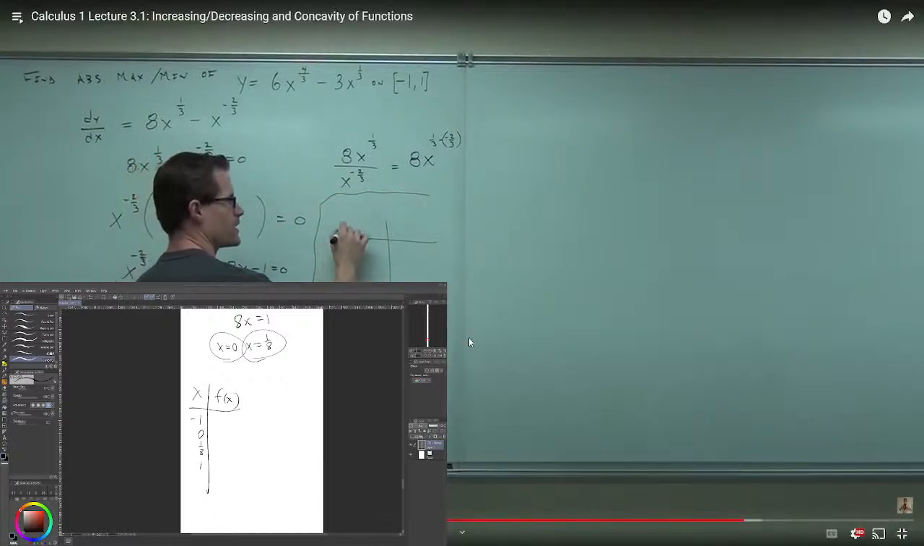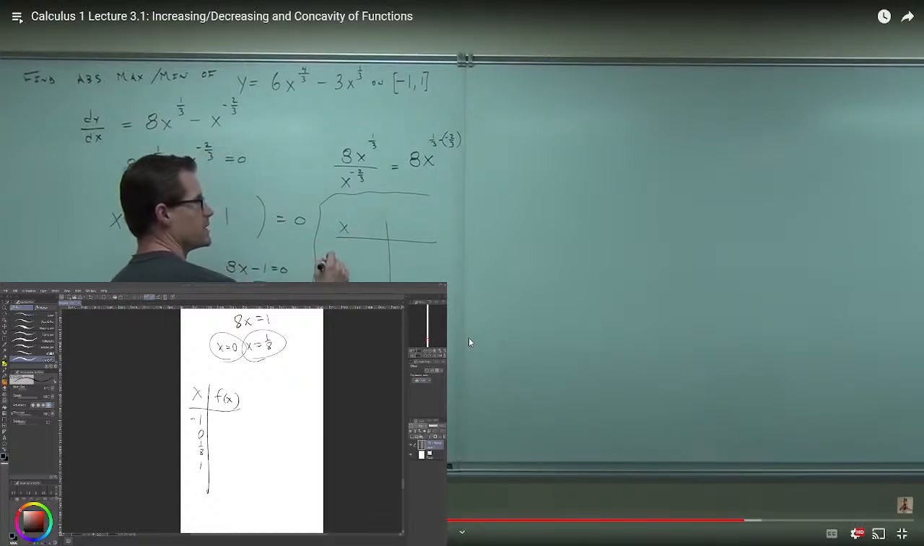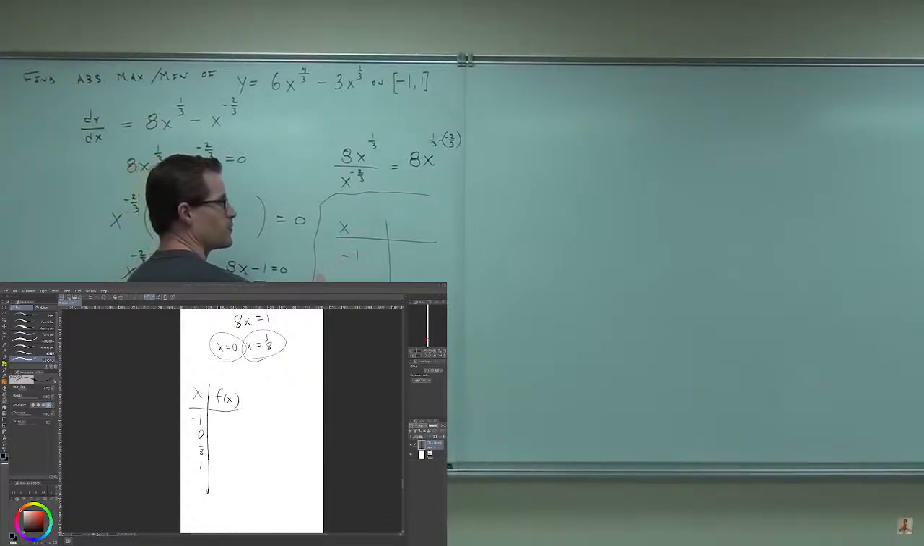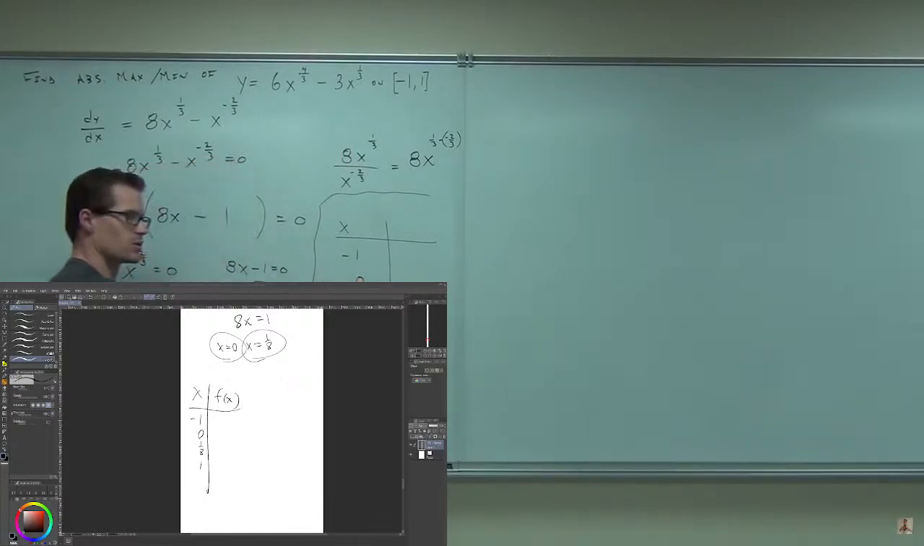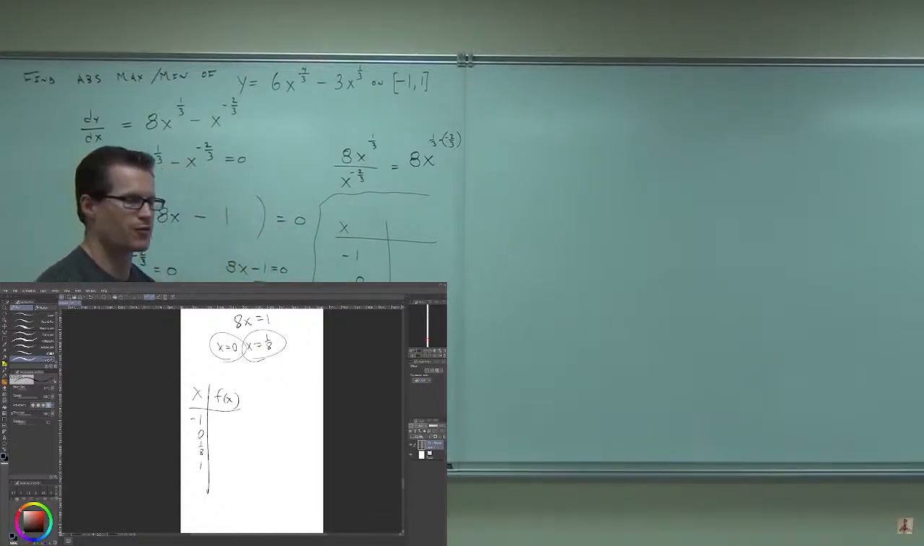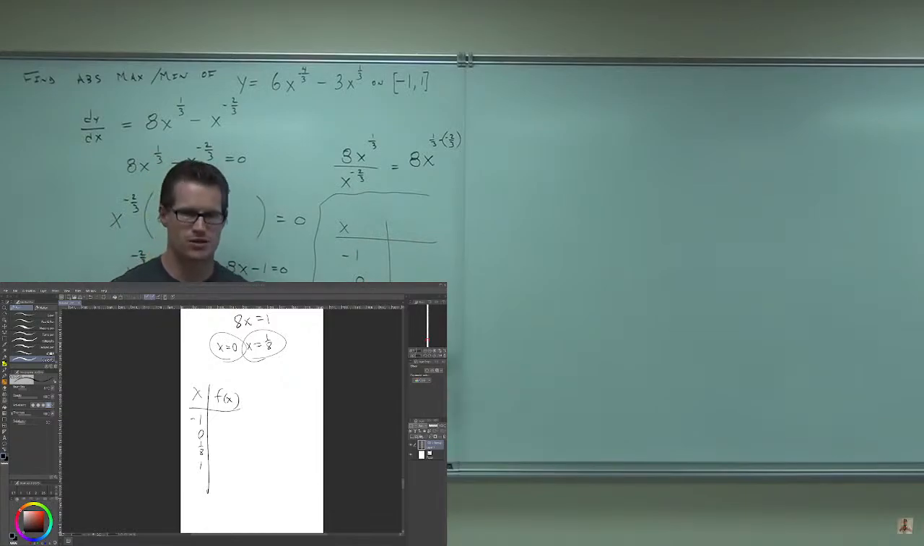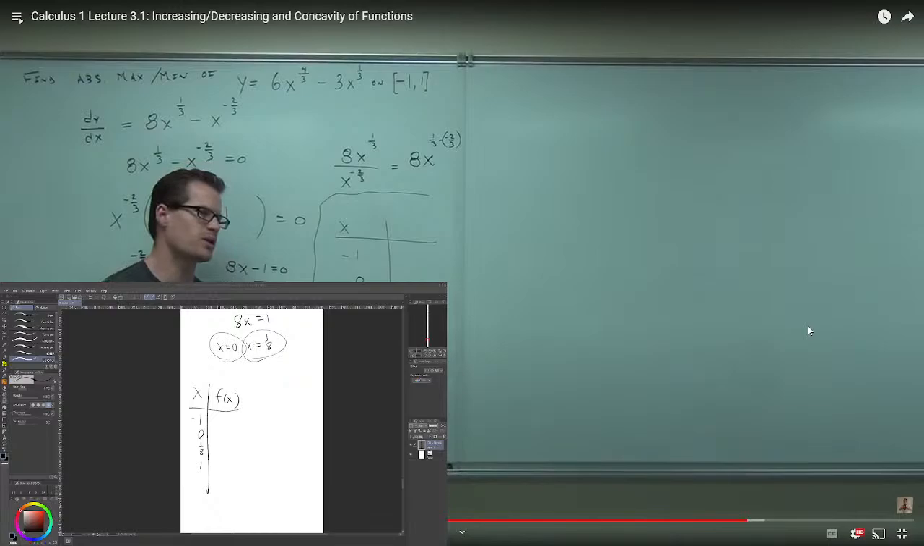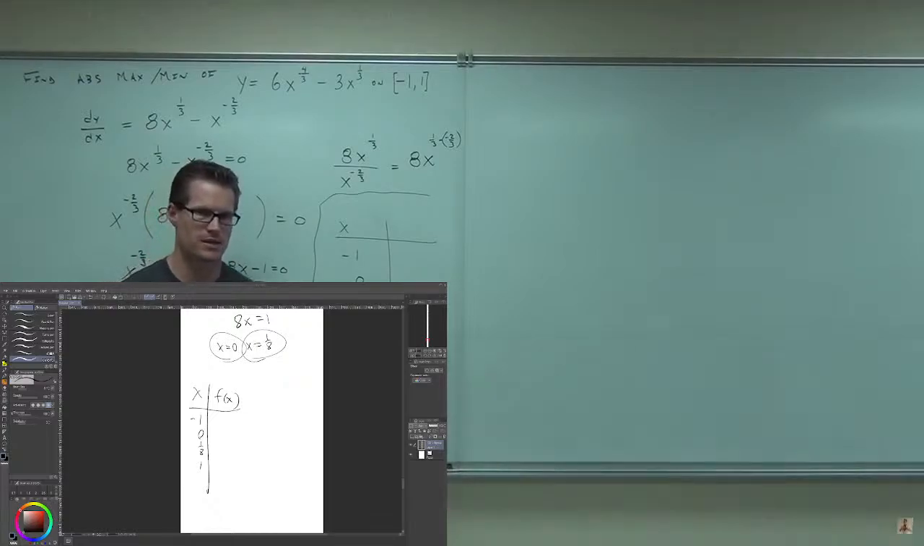So here's our x values we're plugging in. We're doing -1 because that's an endpoint. We're going to do 0 because that was a critical number. We're going to do 1/8 because, hey, that was a critical number. And we're going to do 1 because that's another endpoint. Whichever one of these values is biggest, that's your absolute max. Whatever one of these values is smallest, that's your absolute min. And these are the places where they occur. I think I made that point last time. Go ahead and plug those in for me and find out what you get.